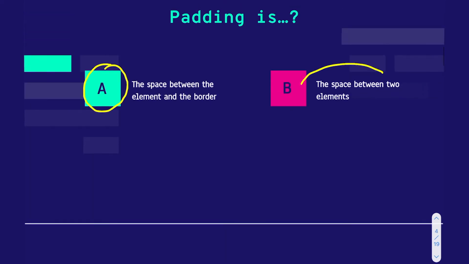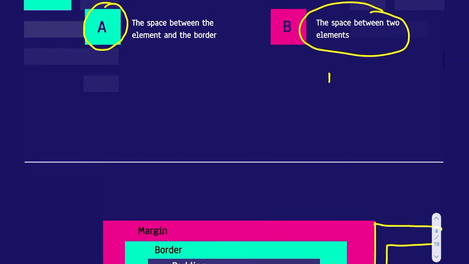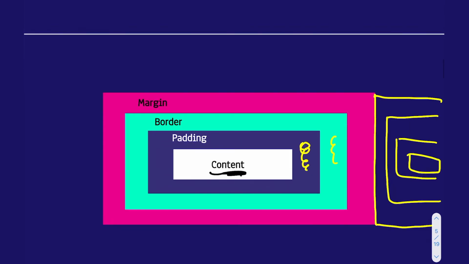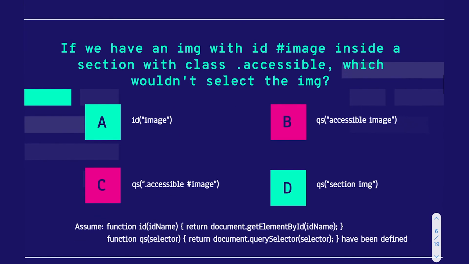So what is the space between 2 elements? This one is actually margin, and this one is padding. So yeah, this box model is very important for figuring out stuff like this. Alright, next question.